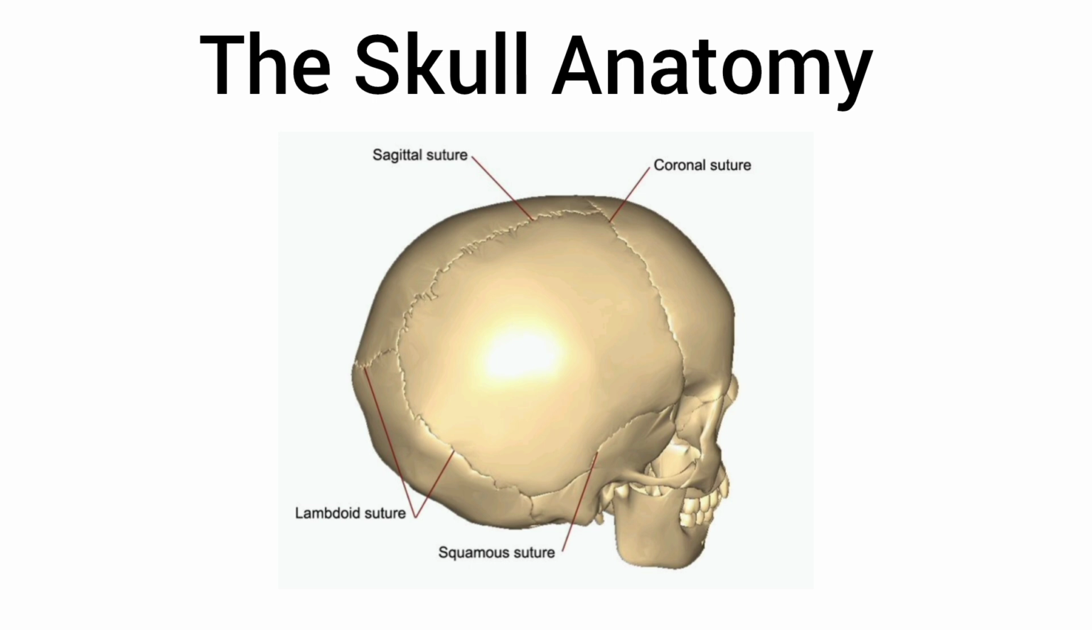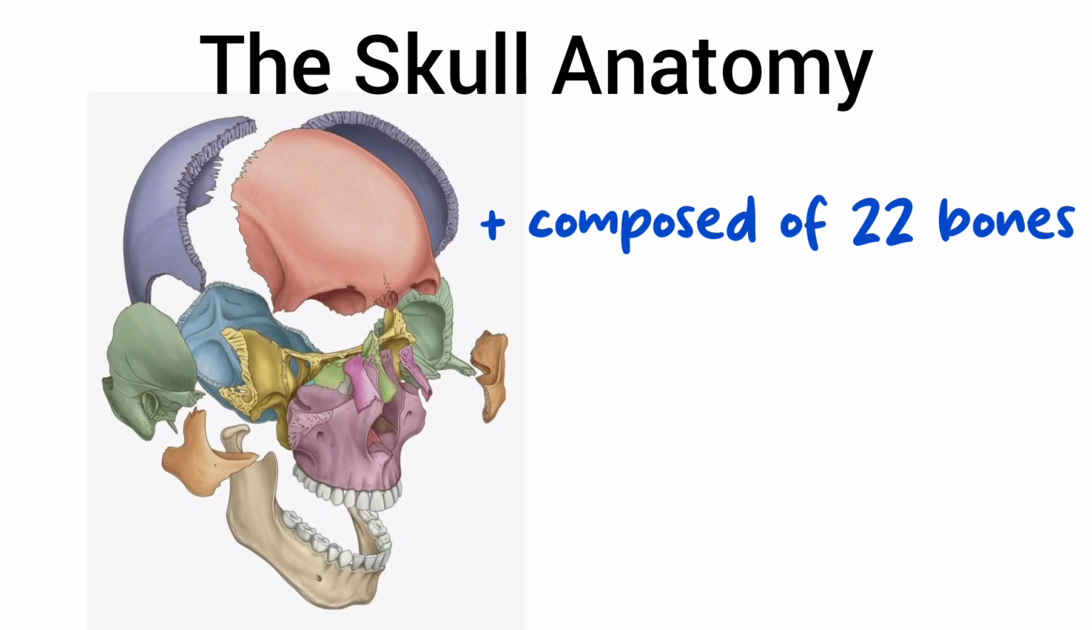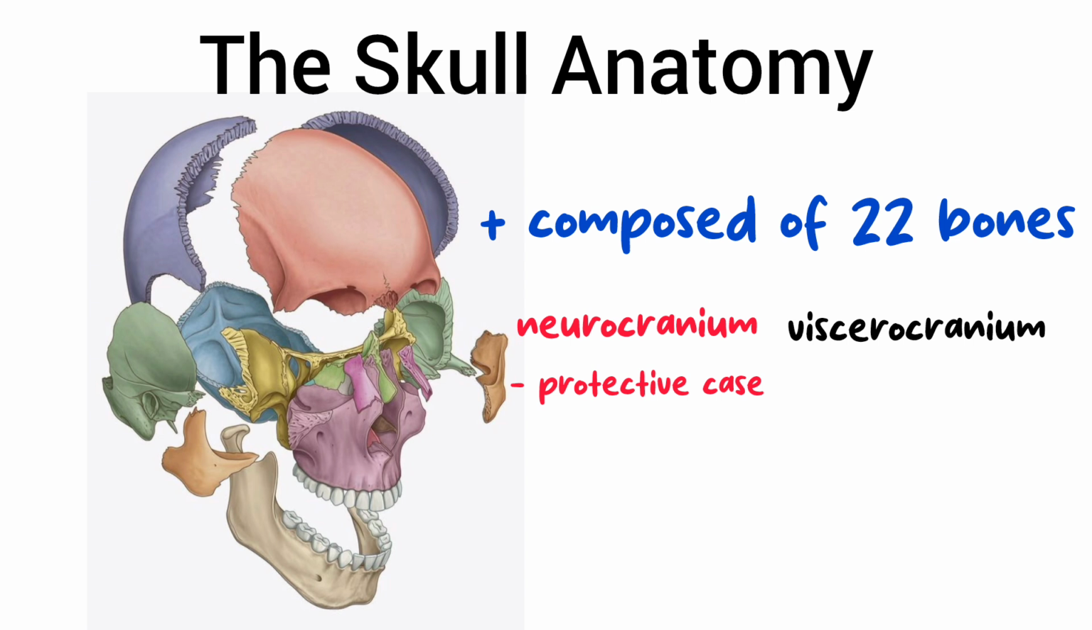Anatomically, the skull is an intricate assembly of bones joined primarily by fibrous joints called sutures. So that being said, let's look at the anatomy of the skull properly. The adult human skull is composed of 22 bones, excluding the auditory ossicles and the hyoid bone. These bones are traditionally divided into two major parts, the neurocranium and the viscerocranium. The neurocranium forms the protective case around the brain, while the viscerocranium forms the skeletal framework of the face.